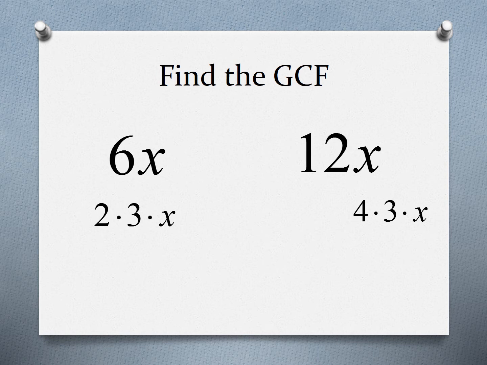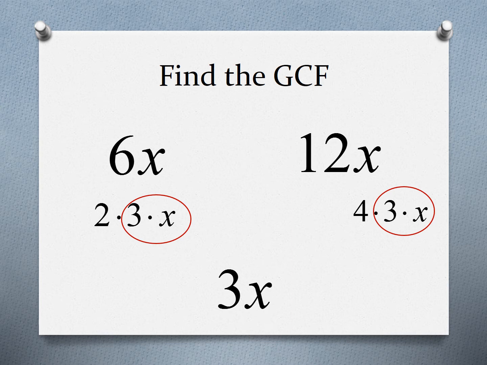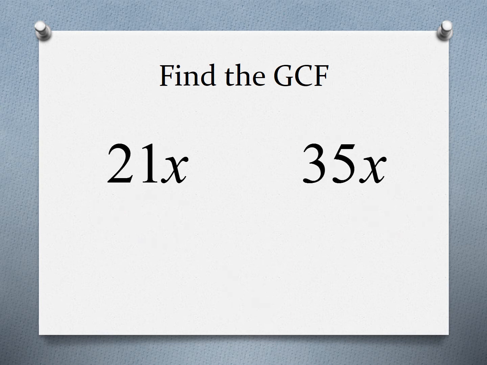So once again, that 3 is jumping out at me because they're common factors, they're shared, but also that x is jumping out at me as well. Those are shared factors, or factors that they have in common amongst both terms. So let's go with 3x as our greatest common factor in this case.